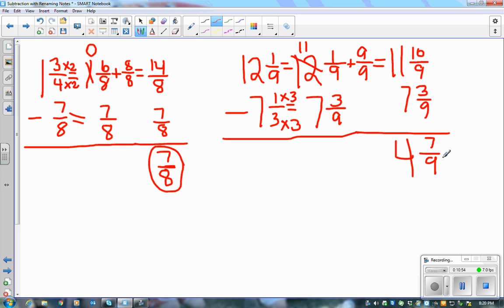I ask myself if this can be simplified. Is there any factor that 7 and 9 share? The only factor they share is 1. Therefore, it's already in simplest form. So my answer is 4 and 7 ninths.